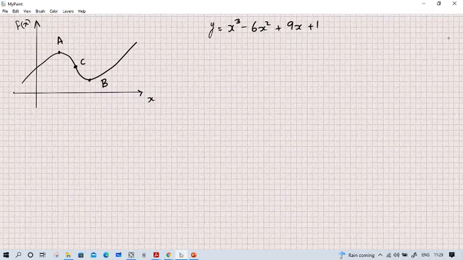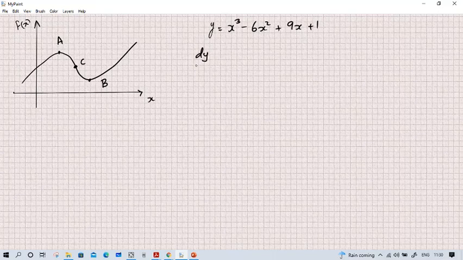We're given a cubic equation, y equals x cubed minus 6x squared plus 9x plus 1. And on the sketch we can see the points A and B. A and B are both stationary points or turning points. The value of dy/dx, the slope of the tangent at A and at B, equals 0. So to find these stationary points we would first find dy/dx and then solve for x.